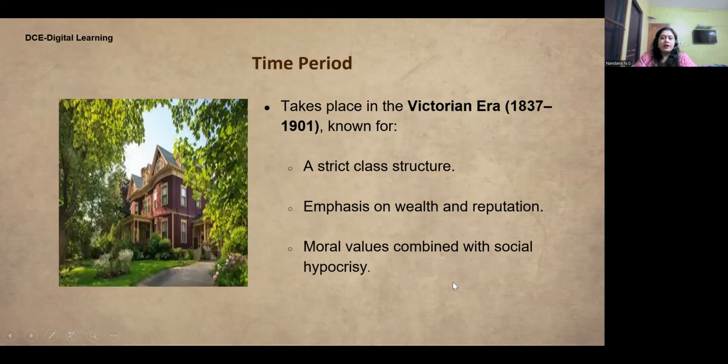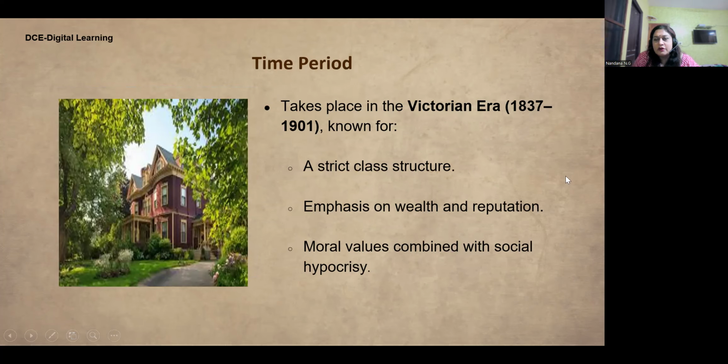The time period, it takes place in the Victorian era. Victorian era is defined from 1837 to 1901. An interesting aspect is why exactly that timeline? Because Queen Victoria ruled over England from 1837 and expired in 1901. So that age is known as the Victorian era.